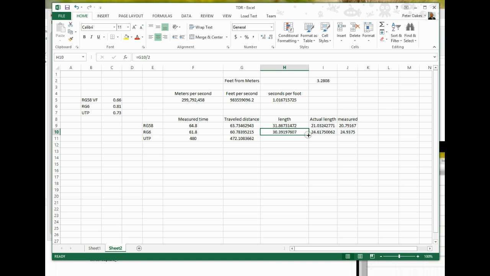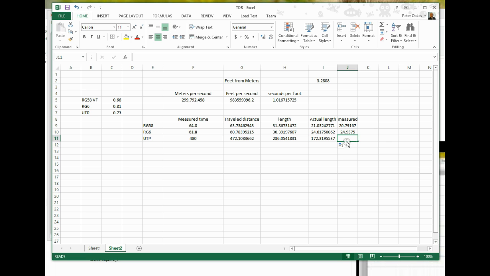So we'll divide that by 2. We'll just copy that formula down. And now the velocity factor of unshielded twisted pair needs to be brought into effect, which it is now. The velocity factor of unshielded twisted pairs being 73%. So now that gives us a measured with the pulse generator 172.31 feet. So as you can see, it's almost 5, 6, 7 times longer than the previous cables.